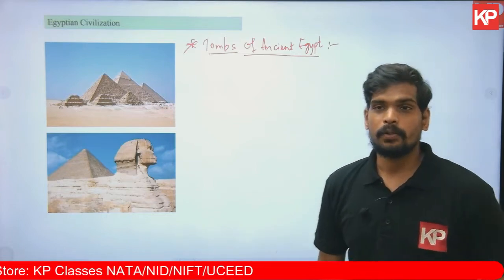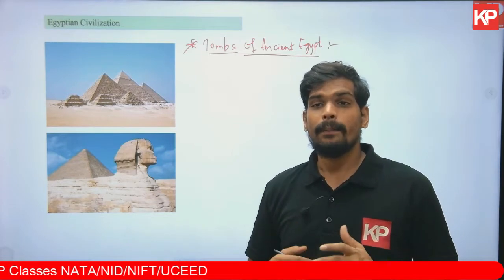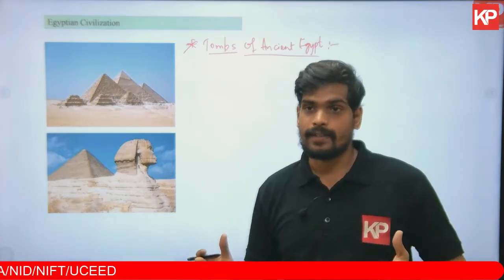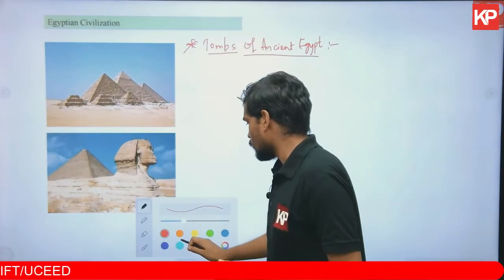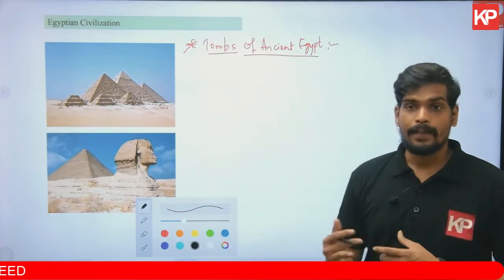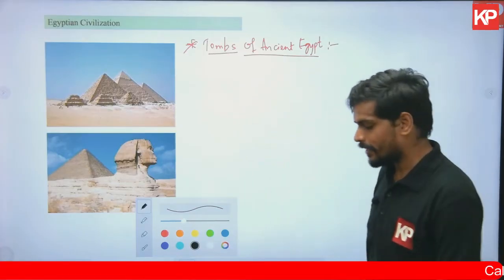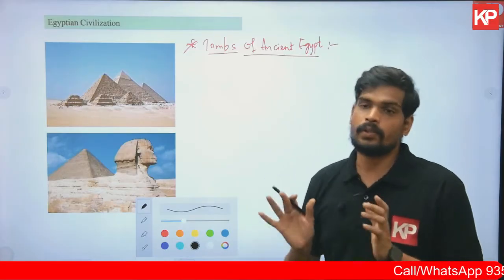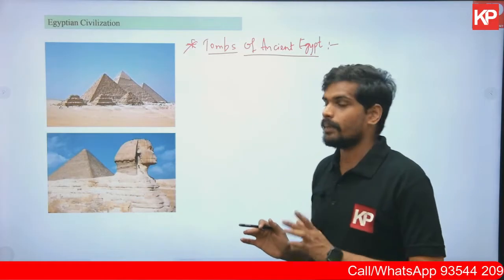Many people with respect to tombs of ancient Egypt think that only pyramids were constructed, but that's not true. Various types of tombs were constructed in ancient Egypt. So let us get an understanding of the various types of tombs constructed in ancient Egypt. What is the importance of tombs? Tombs were the structures in which the mummified bodies of the dead people would be placed. So that is something which you have to remember.